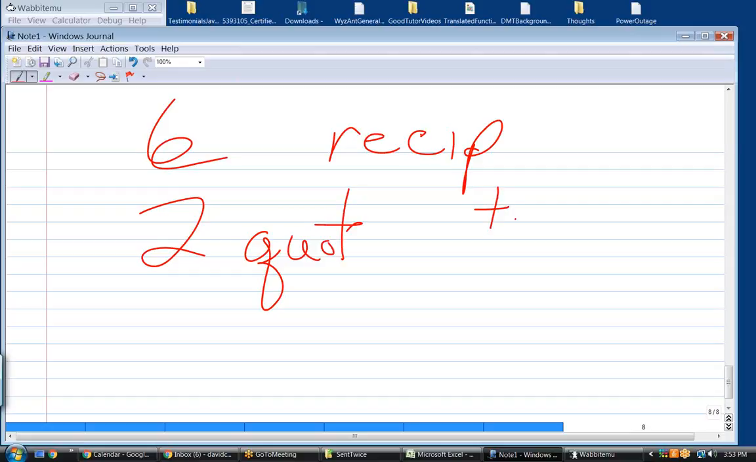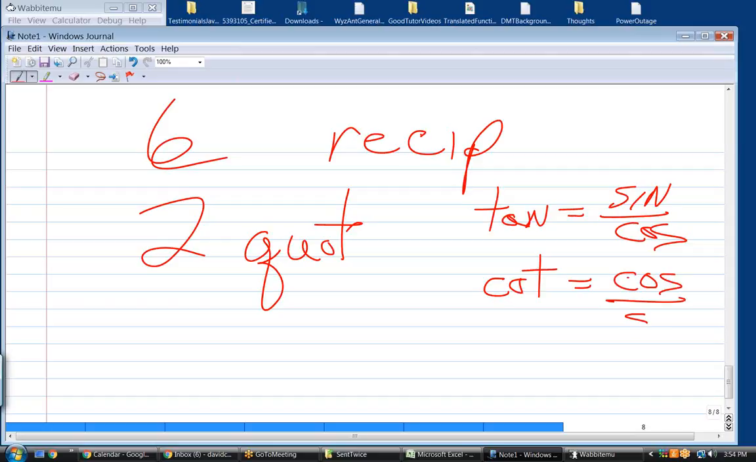The quotient identities are tangent is what? Tangent is sine over cosine. And the other one, you only have to memorize that one because the other one is the cotangent, which must be what? Cosine over sine. In other words, when you have the reciprocal function, you can just flip whatever that is. You get it, okay?